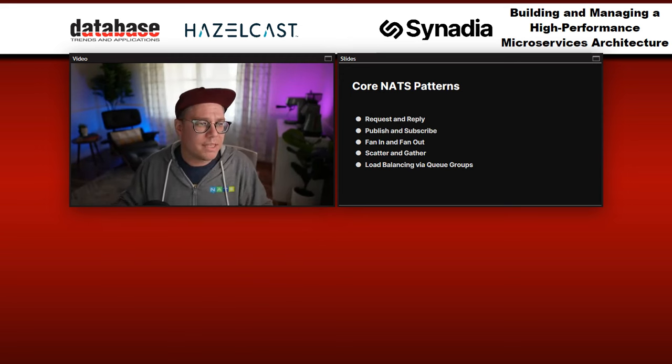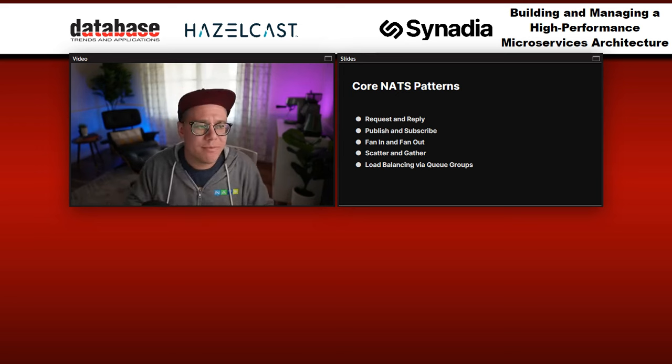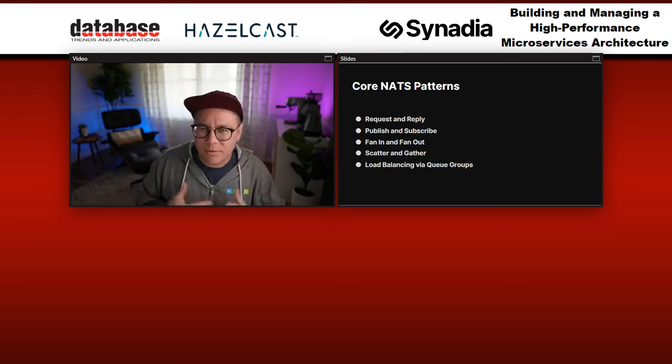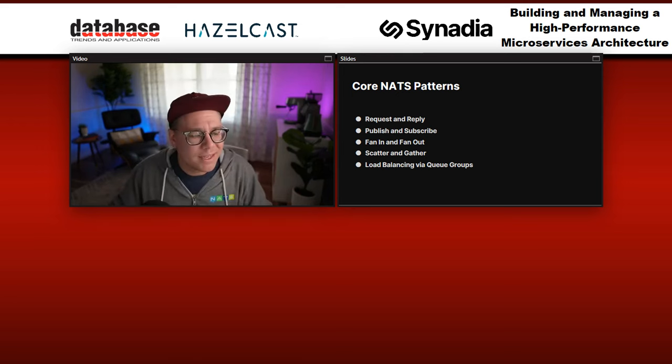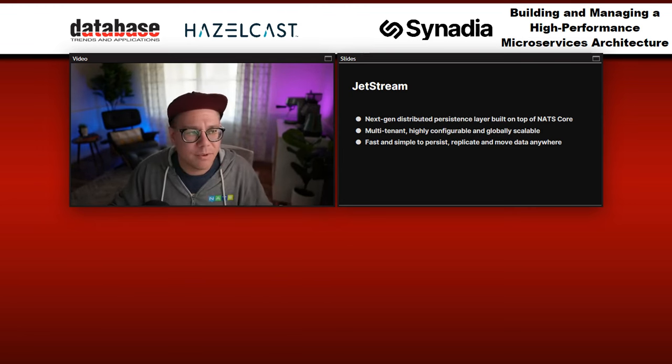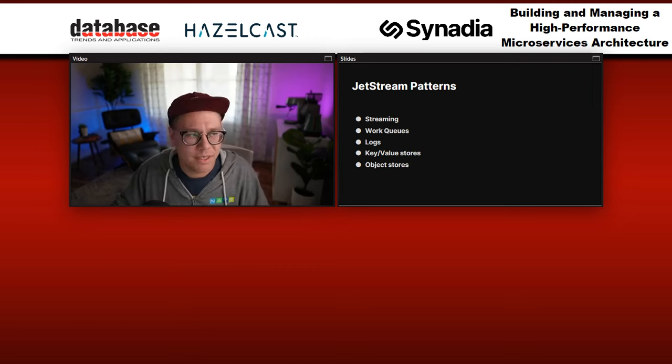And so things like request reply, publish subscribe, fan in, fan out, scatter gather, and free load balancing, which is super cool. That all comes with Core NATS, and it's super easy to play with and learn. JetStream, I'm not going to completely cover, but I went over some of the basics. It's a distributed persistence layer, it's multi-tenant, it's fast, and it's really easy to persist messages in various ways.